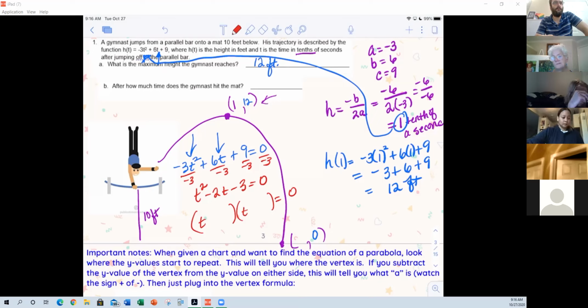Anybody? Great. Okay. So this will factor to be t minus 3 times t plus 1 equals 0. And then we're going to set both those factors equal to 0. Subtract 3 from both sides here and we get 3, and subtract 1 from both sides here and we get negative 1. Okay, so which one of these would we throw out and why?